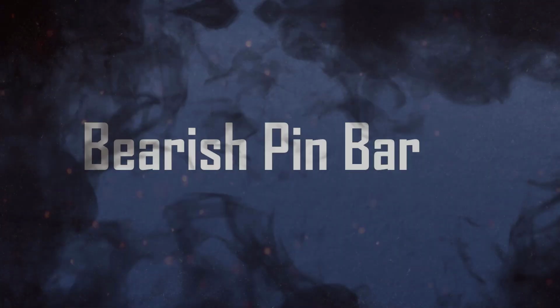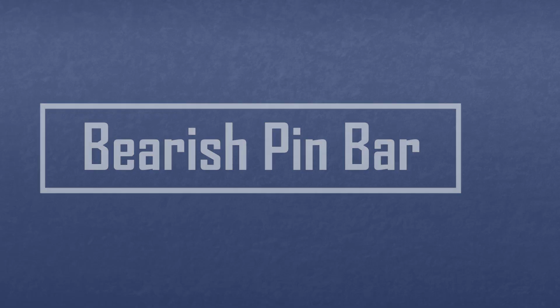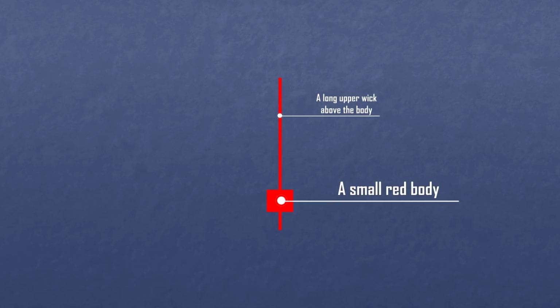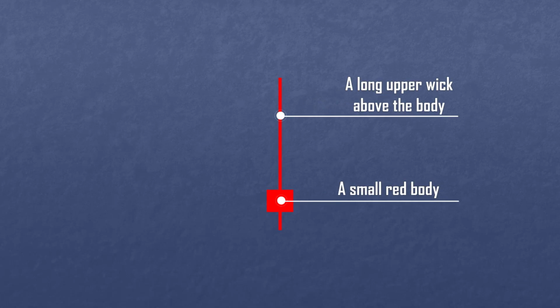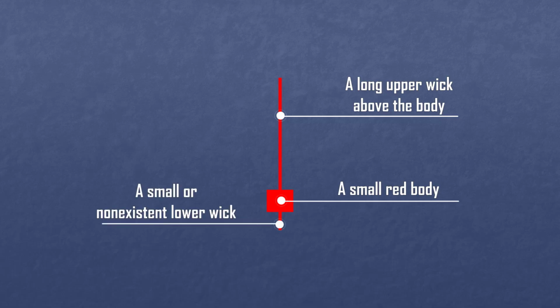Pattern number 2, bearish pin bar. The bearish pin bar is simply the opposite of the bullish pin bar. It signals a potential reversal from an uptrend to a downtrend. A bearish pin bar has 3 key characteristics: a small red body, a long upper wick above the body, a small or non-existent lower wick.